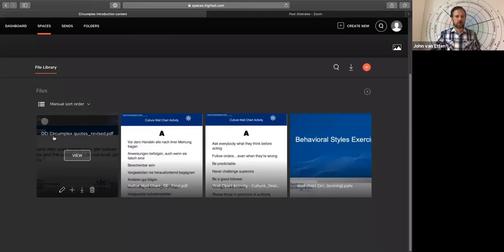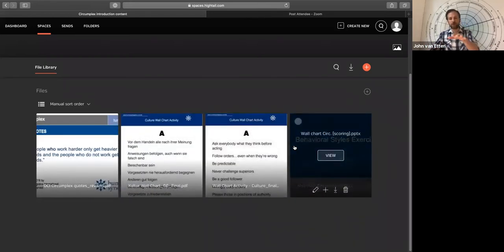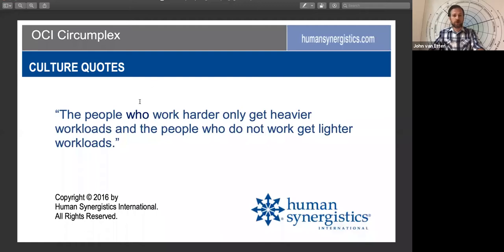The first is what we call the OCI Circumplex Quotes. That's the first exercise we'll be talking about. Then the other piece is actually the third exercise I'll get to, which is sort of my favorite, which is the wall chart exercise. All right, so if we open the culture quote deck, we can see the following.